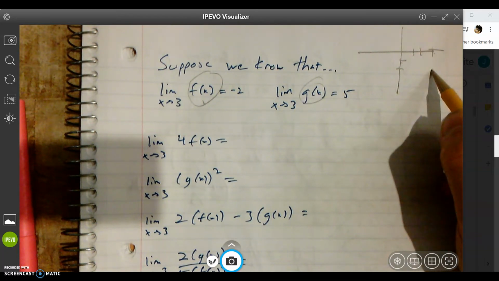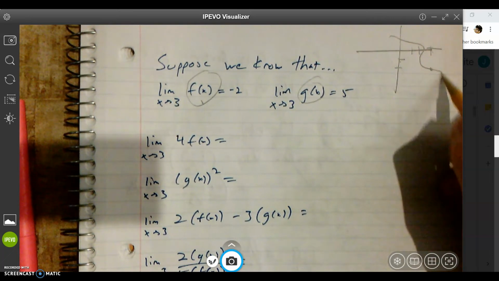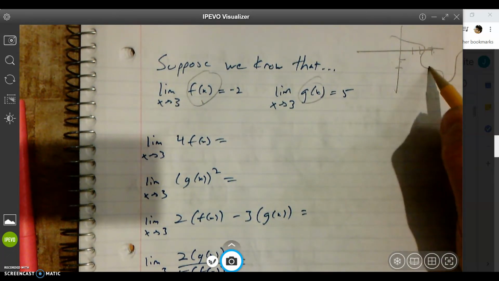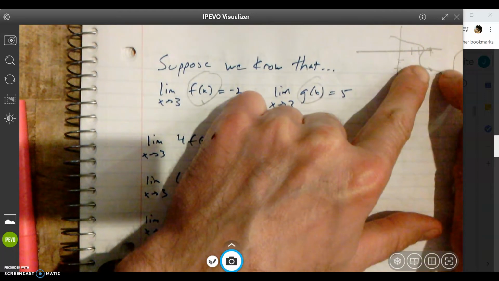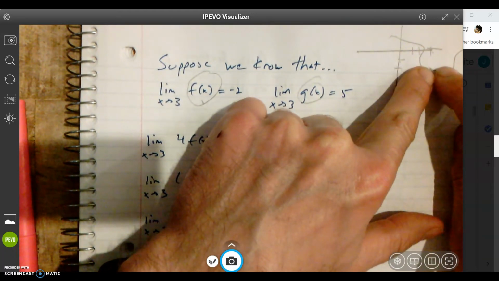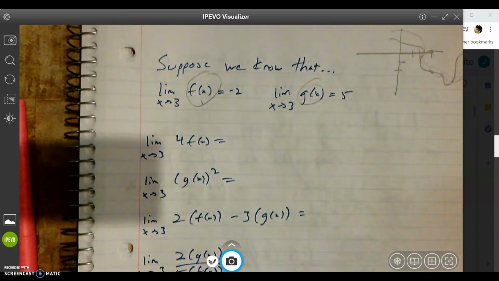So it looks like that. I don't know what the other graph looks like. It could look like this, it could look like that. I don't know what the graph looks like, but I do know as x approaches 3 from both directions, the y value is negative 2. The rest of the graph is totally unknown.